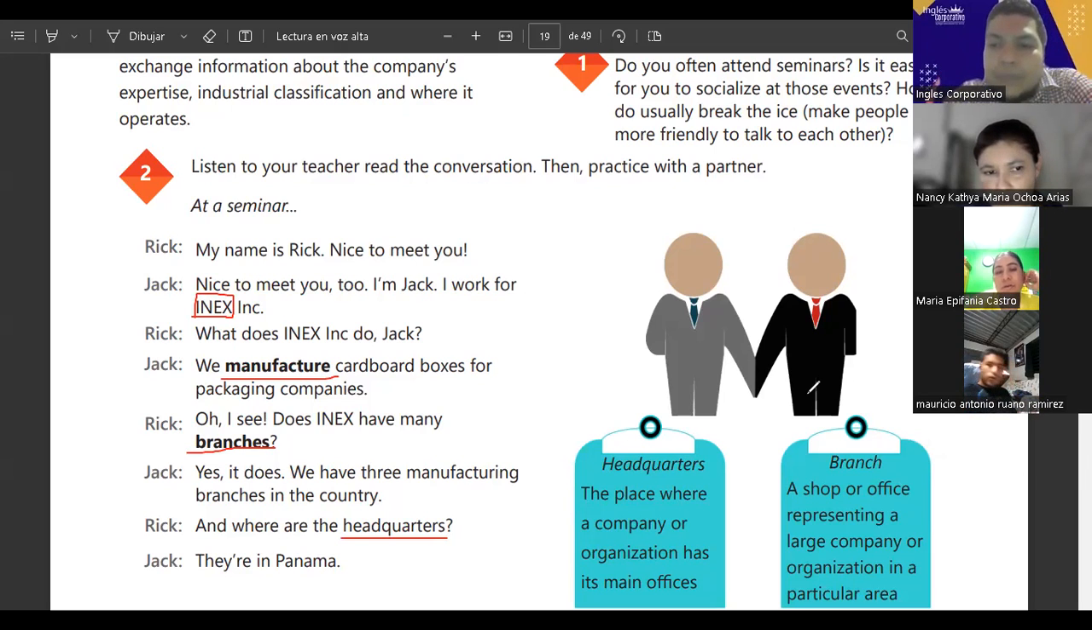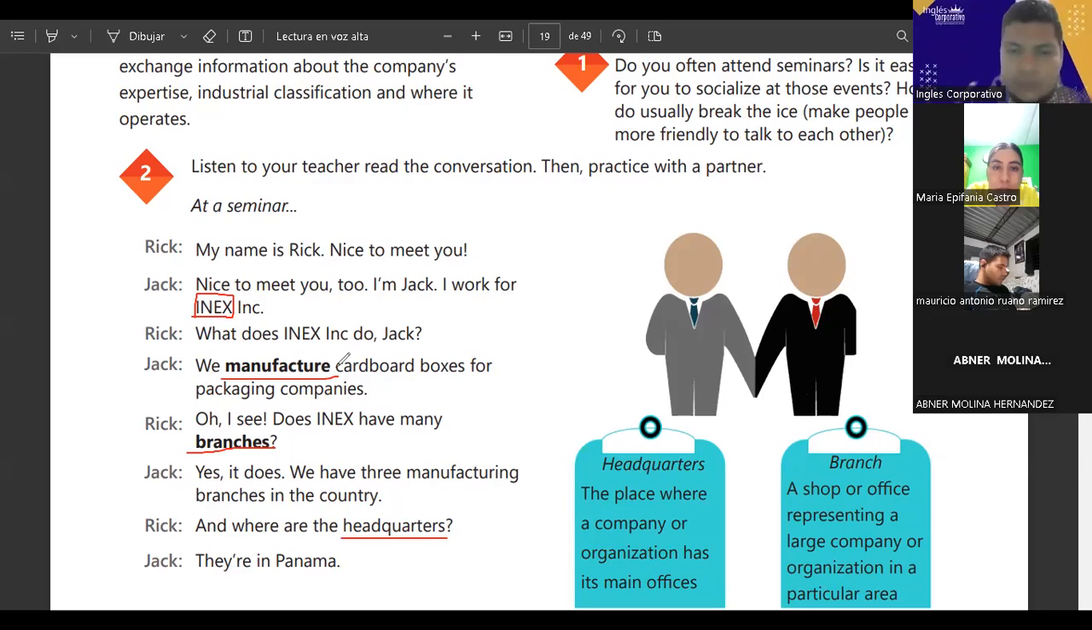Any other question? Vocabulary? What is cardboard? Cardboard could be cartulina, or in this case, cartón. Caja de cartón. Oh, okay. All right, very good. Excellent. Any other word that you don't know?